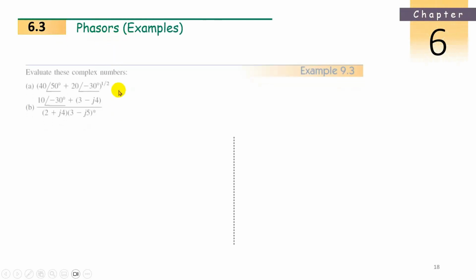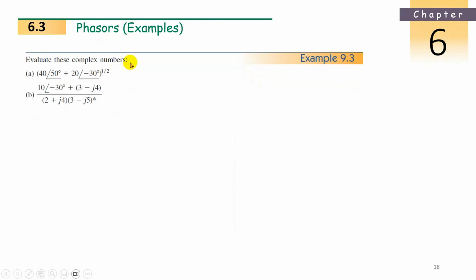Okay, we have an example. First example, evaluate these complex numbers. One complex number is 40 at an angle of 50 degrees plus 20 at an angle of minus 30 degrees. We have to take the square root. I think I missed that calculation of the square root. No problem, we will do it. So 40 at an angle of 50 degrees plus 20 at an angle of minus 30 is the first question. What we have to do?